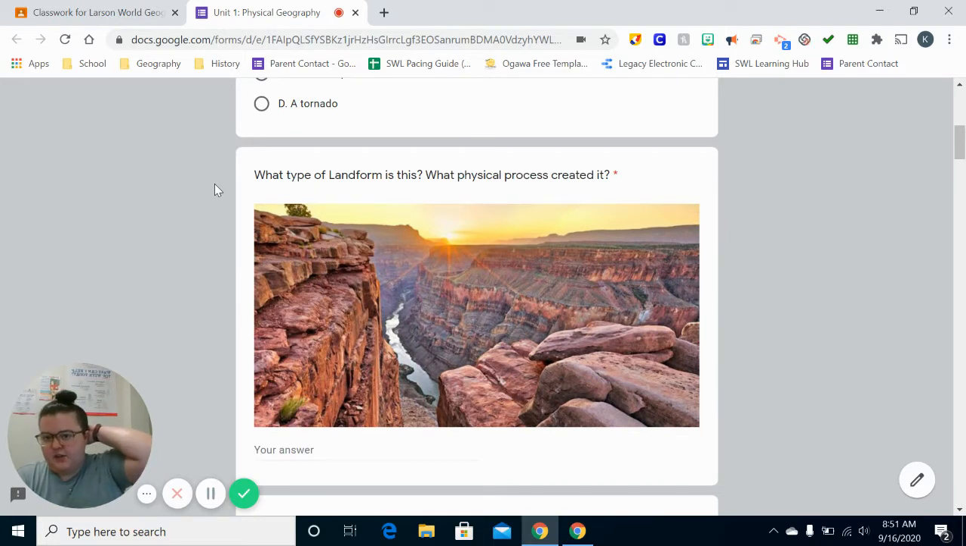Question number 2, what type of landform is shown in this picture? And what physical process created it? You need to type out your answer.